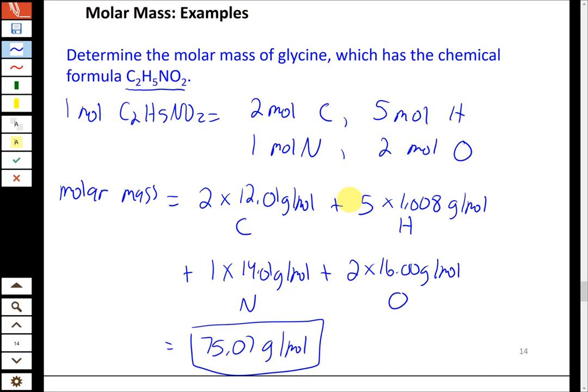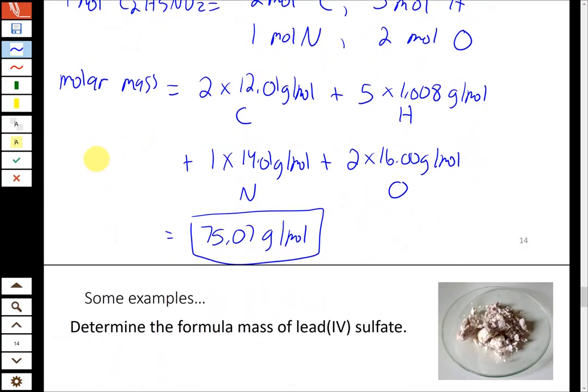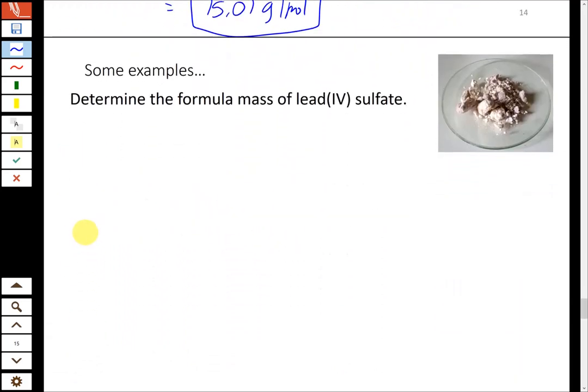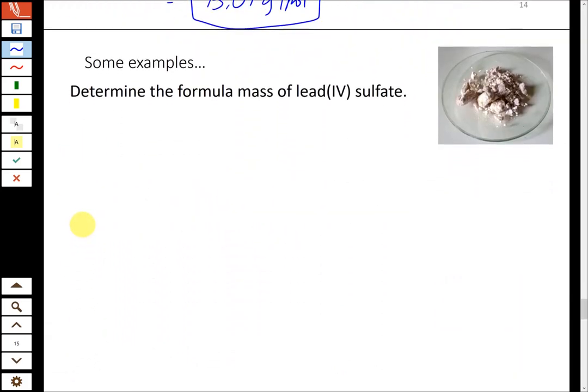All right, we can do, I suppose, one more example here. Determine the formula mass of lead(IV) sulfate. All right, so we have lead(IV) sulfate. So you have to get the formula for this first. We can't forget everything we already learned, because sometimes we'll be describing substances in problems in this part of the course where we don't give you the formula of the compound. You have to come up with a formula.